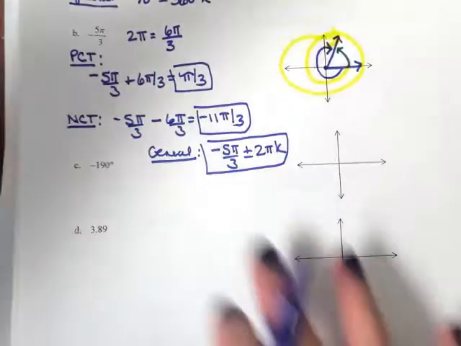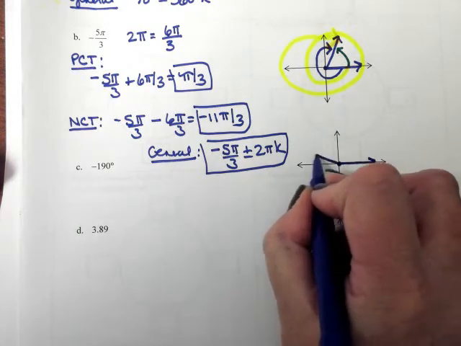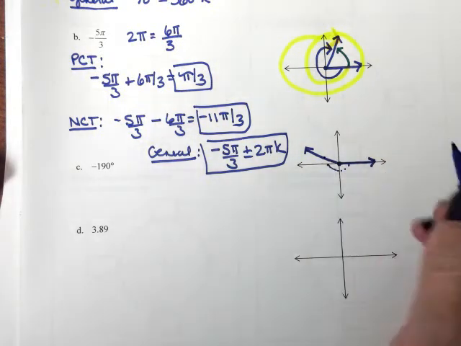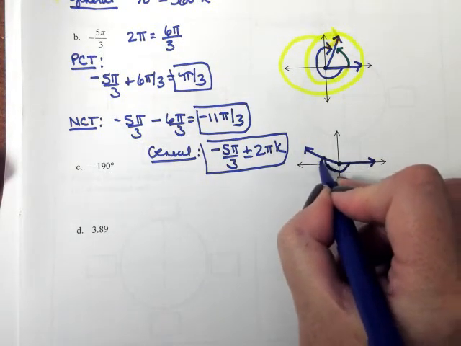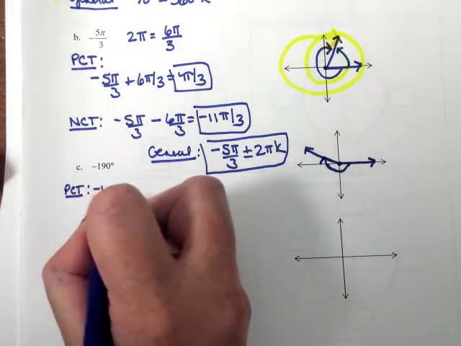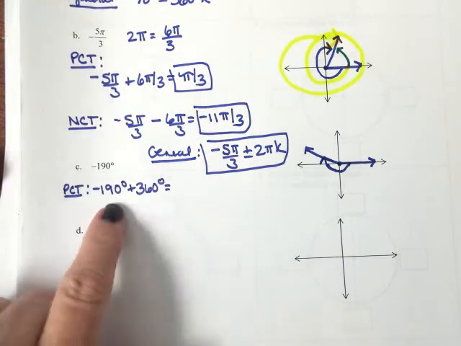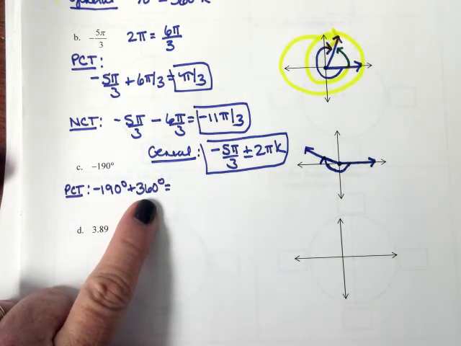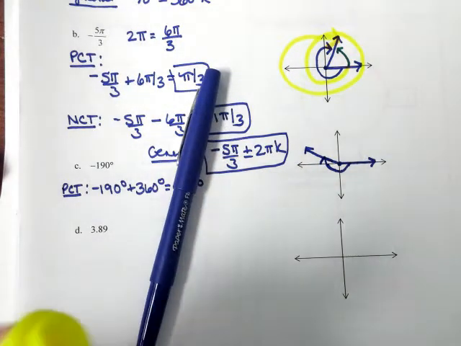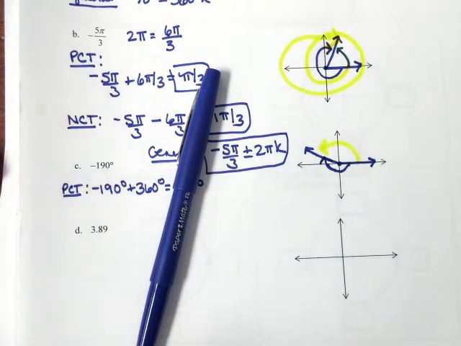Negative 190. So negative 190, when I sketch that angle, is going to be up here in quadrant 2, because again, if I make this rotation around, that's 180, and then I go another 10 degrees. So there's negative 190. So my positive coterminal angle is going to be found by taking negative 190 plus 360 degrees. So that's going to be 170 degrees, which is this angle right here. That's the angle that you just found.